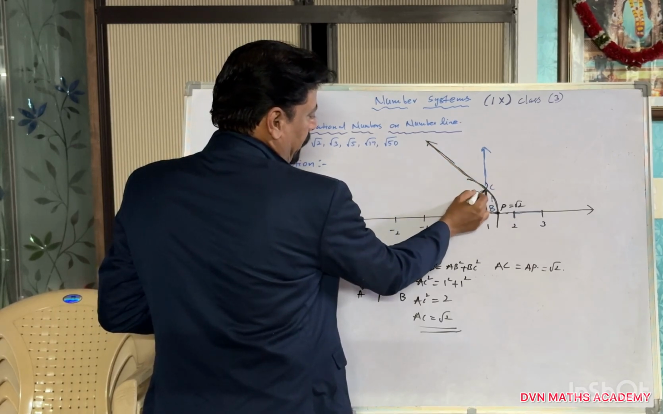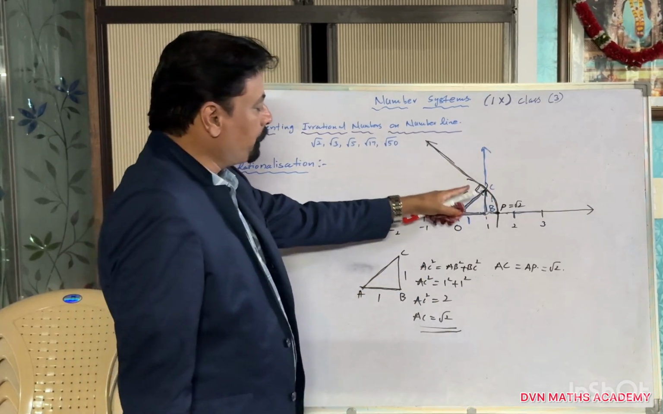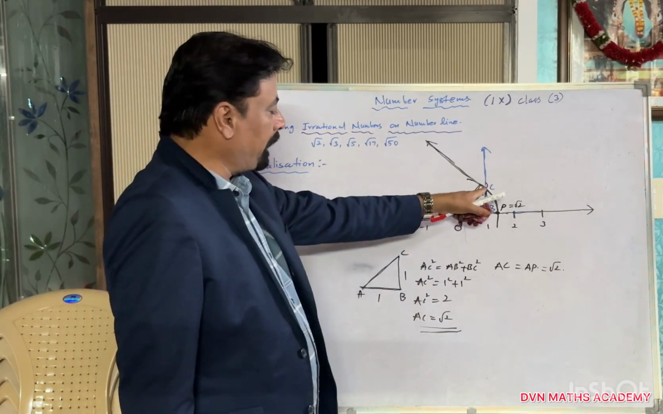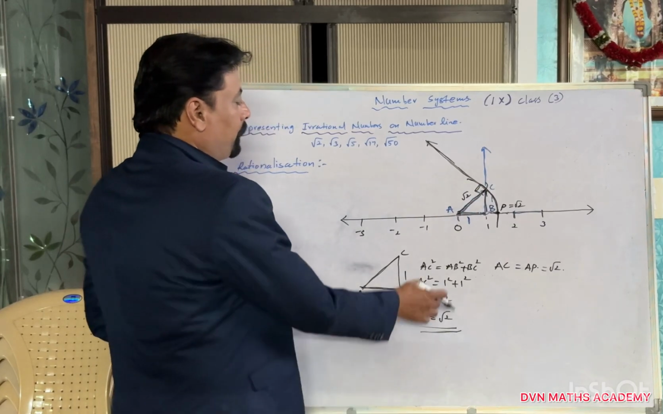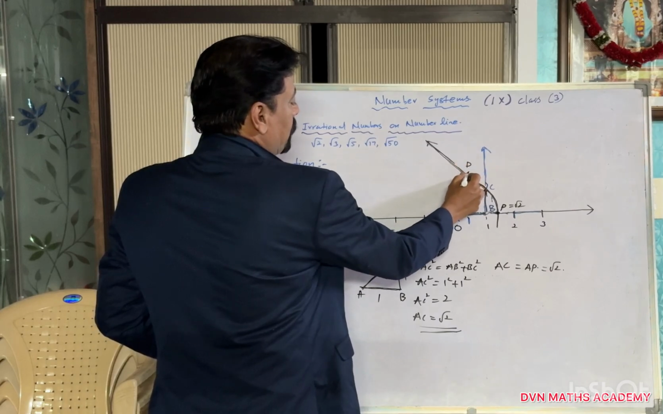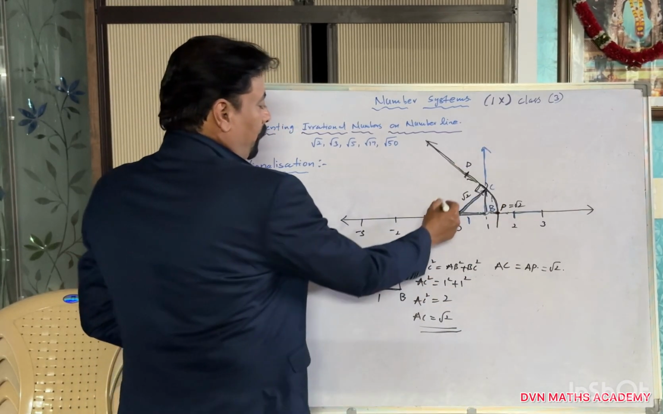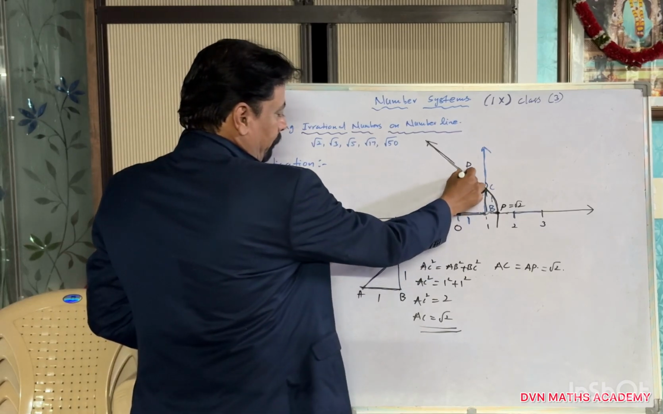So this is the perpendicular line. It is perpendicular to our AC. This line is perpendicular to AC at point C. Now again you take 1 unit on this line. This is 1 unit, A, B, C, D. So this point D is 1 unit distance from your C. And afterwards you join A and D.